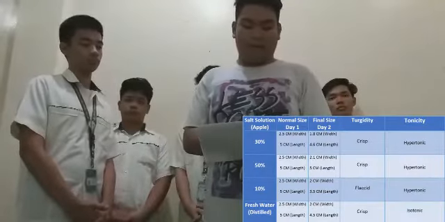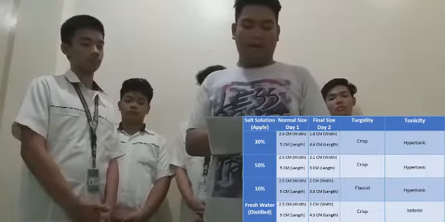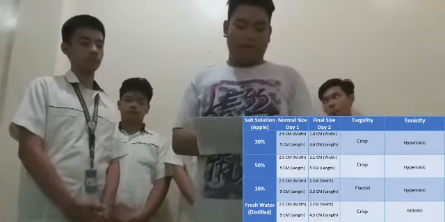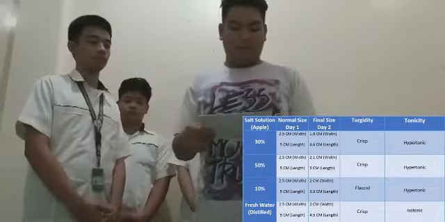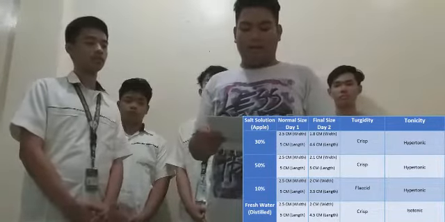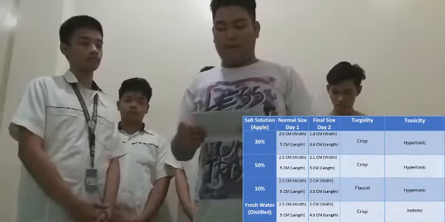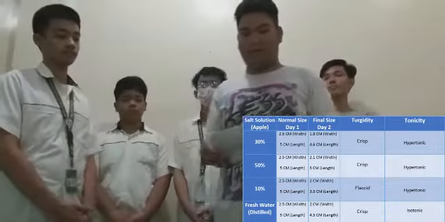I discussed the 30% salt solution of apple. On day 1, the width was 2.5 centimeters and the length was 5 centimeters. After that, the width was 1.8 centimeters and the length was 4.6 centimeters. The turgidity is crisp and the tonicity is hypertonic.